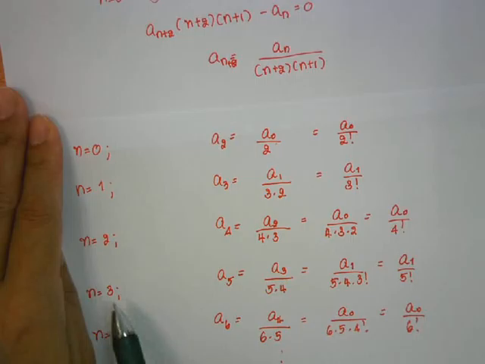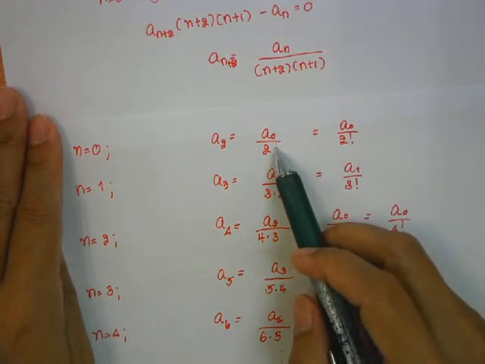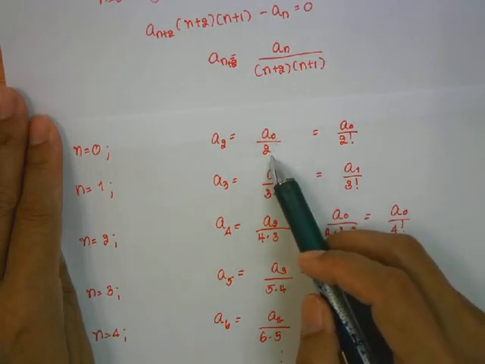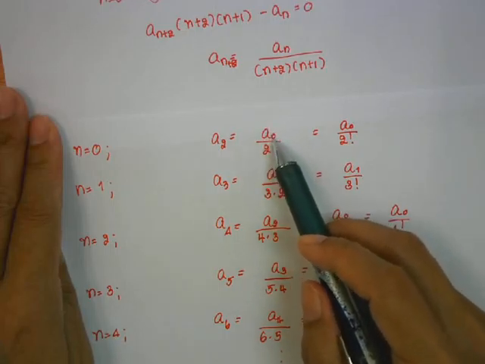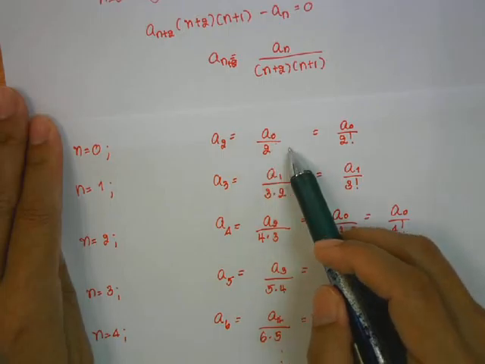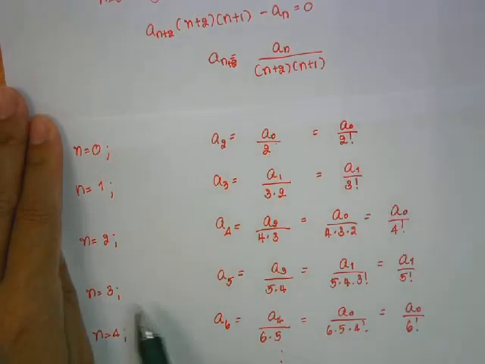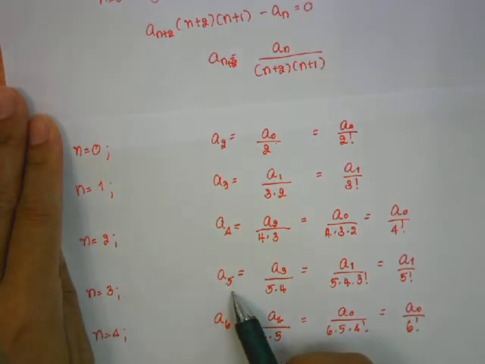Then we put n is equal to 3. Now we got the rhythm of it. So now that term, you would say that a0 divided by 2 times 1, which is equal to 2 factorial. When you plug n is equal to 3 there, you would get a5.